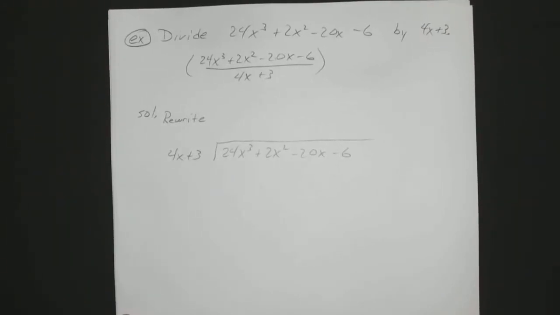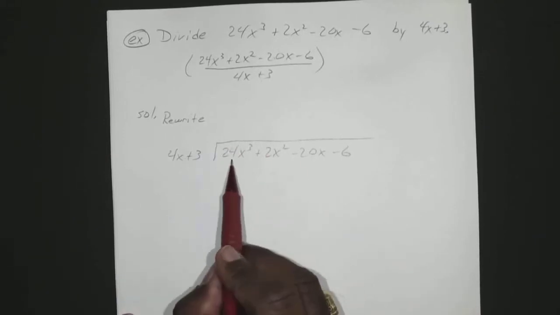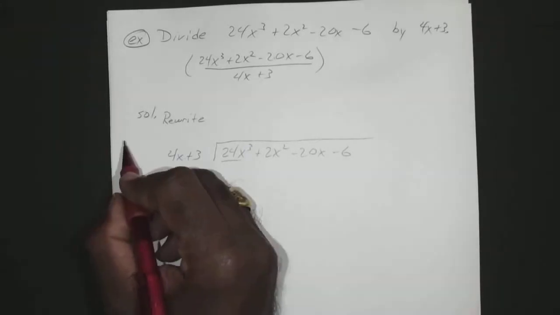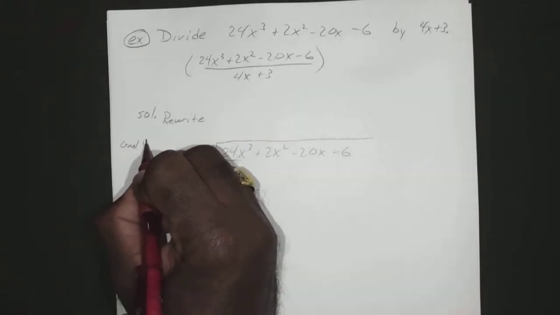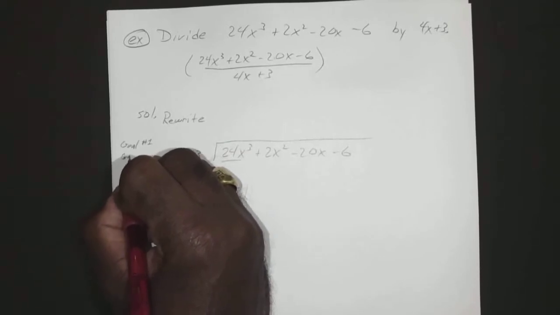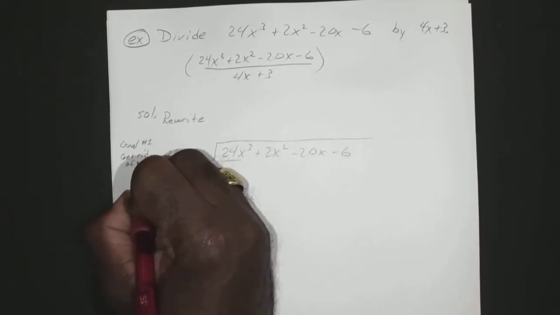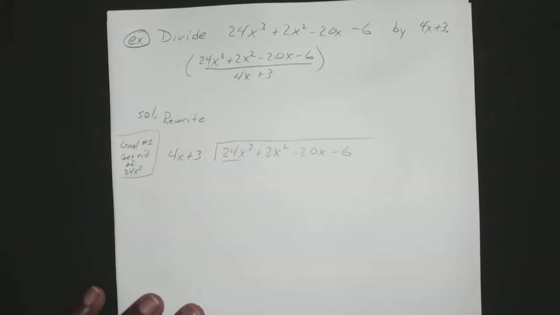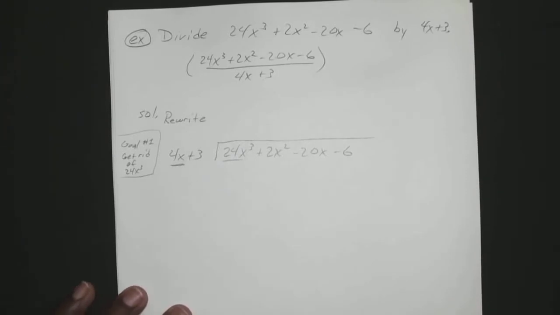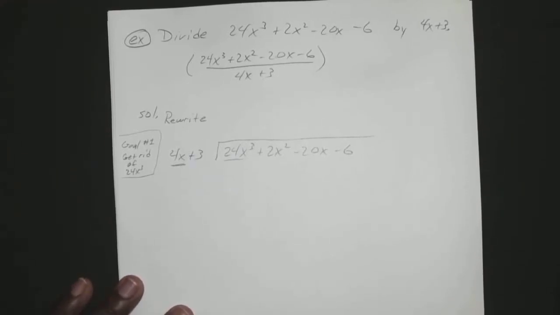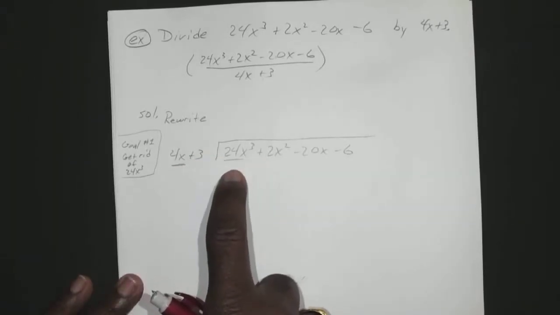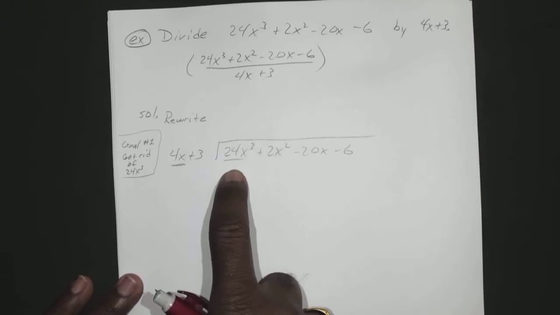Okay. So our first goal is to get rid of that 24x to the third. Okay. So remember goal number 1. Get rid of 24x to the third. So to do that, it's all going to have to revolve around that 4x. So to get rid of that 24x to the third, we have to multiply 4x by something that will equal 24x to the third, which is what? Yep, 6x squared.